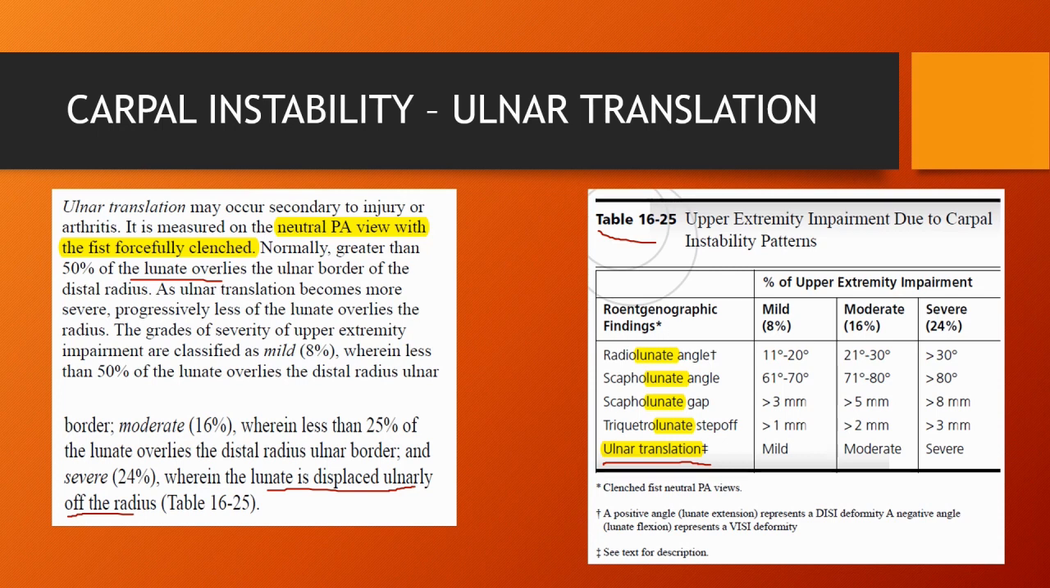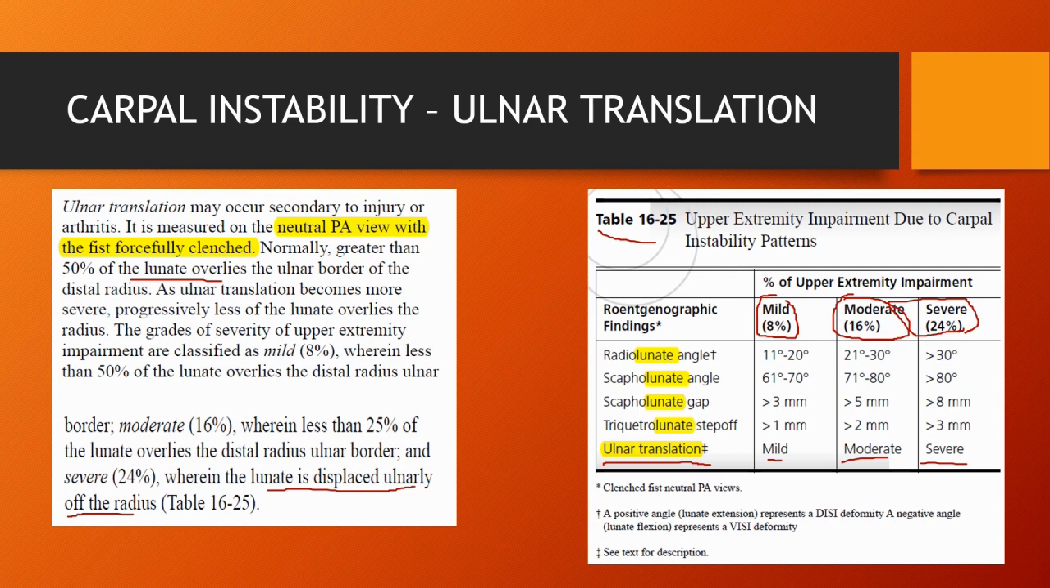And here are the different impairment values for ulnar translation. Mild ulnar translation qualifies for 8% upper extremity. Moderate ulnar translation qualifies for 16% upper extremity. And severe ulnar translation qualifies as 24% upper extremity impairment.